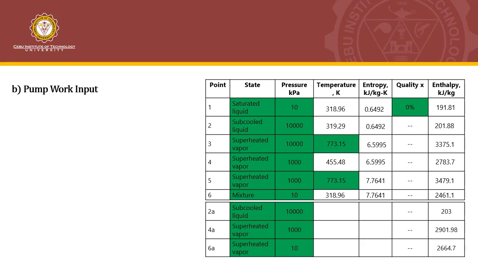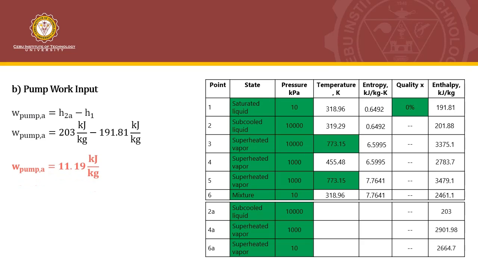Next, we will get the pump work input. For the pump work input, we will use h2a minus h1. Plugging the value of h2a and also h1, we can get the actual pump work input, and that is 11.19 kilojoules per kilogram.